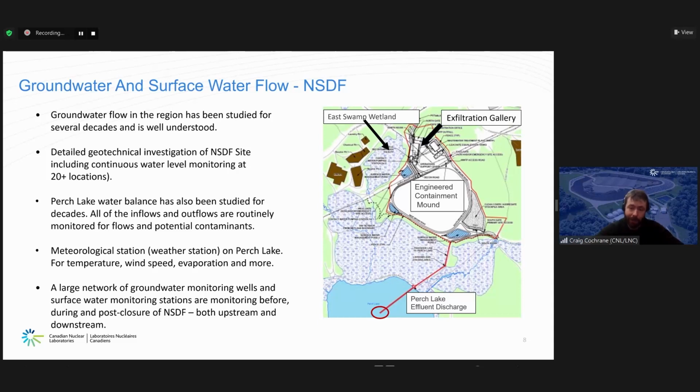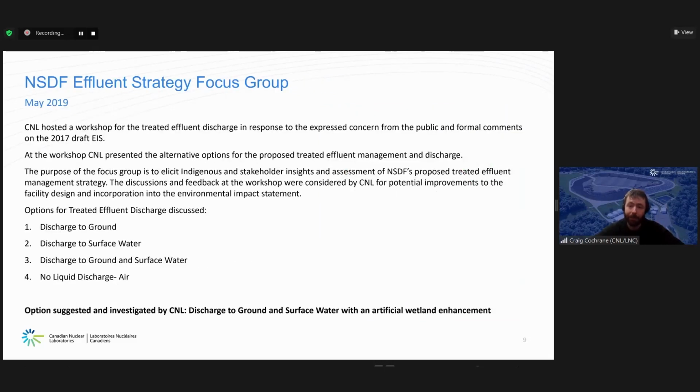And what this means for NSDF, we have a large network of groundwater monitoring wells that we can monitor before, which we're doing right now, during operations and post-closure of NSDF. And we have multiple checkpoints where we can check this upstream, immediately downstream, and at several points along the creek, all through the Perch Lake watershed. So that's how all of our discharges, our stormwater, our wastewater treatment plant fit into the overall Chalk River setting. And there's lots of information on that if you dig through the EIS and lots of figures.